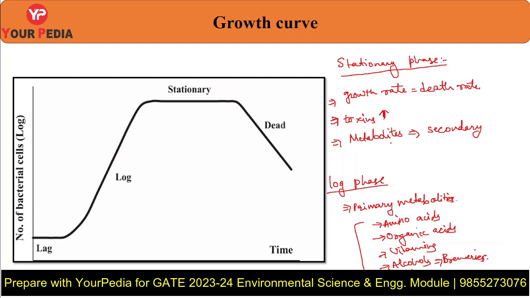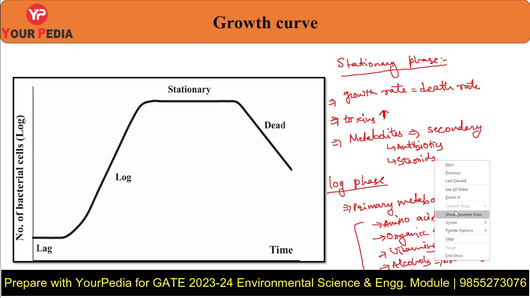And under secondary metabolites, we get antibiotics. We also get steroids. So these are important from the biotechnological point of view, not the civil engineering. So these are the metabolites which are formed in stationary phase and in the log phase, primary and secondary. Right.